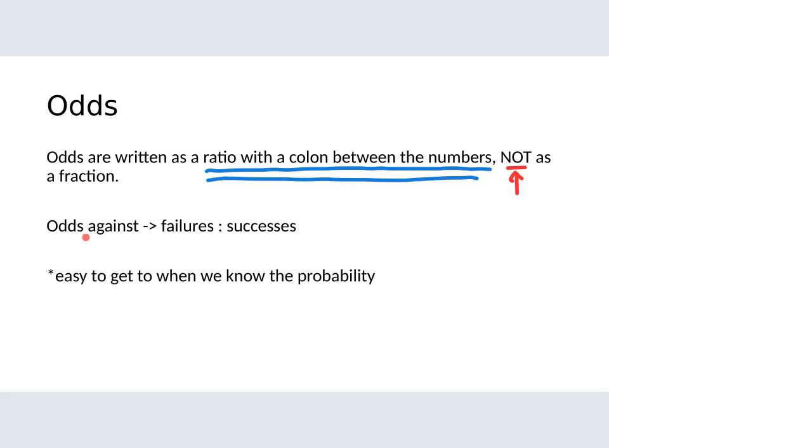The idea is the odds against an event are written as the number of failures to the number of successes. And that colon that's in between, when we read that, we read it as "to." So what we have here is failures to successes. That's how we write the odds against an event. And calculating the odds against an event is not very hard to do once we know the probability. And that's the kind of problems that we're going to be looking at.